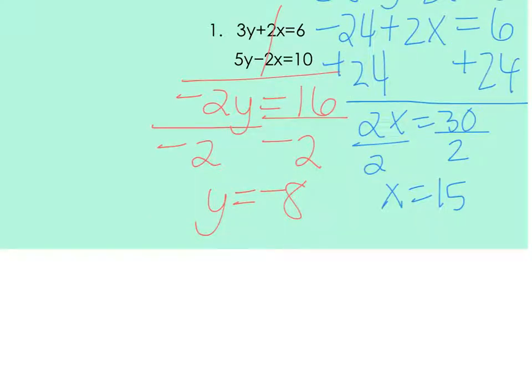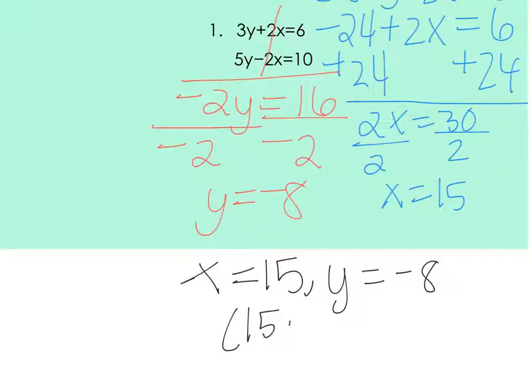And now your final step in solving an equation with elimination is to set your answer up as an ordered pair. So you have the x and y. So your answer will be x equals 15 and y equals negative 8. So it's 15 and negative 8. And that is your final answer.